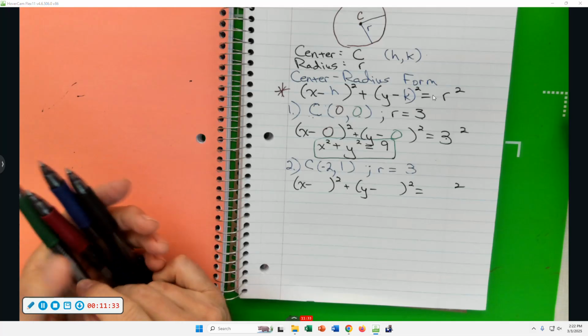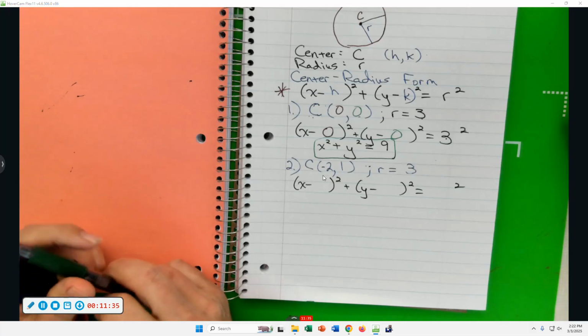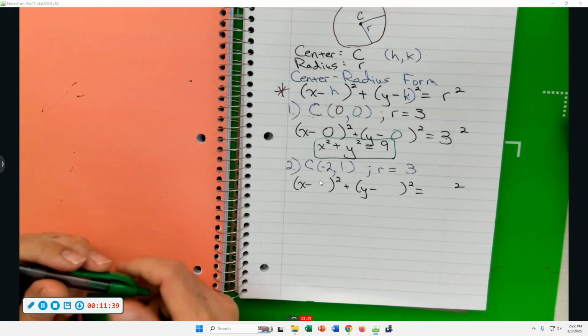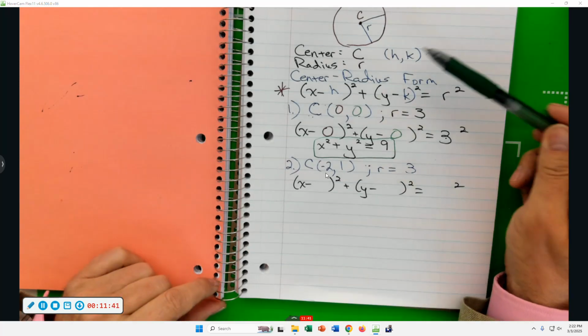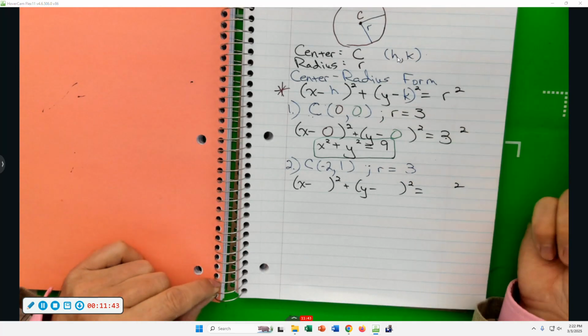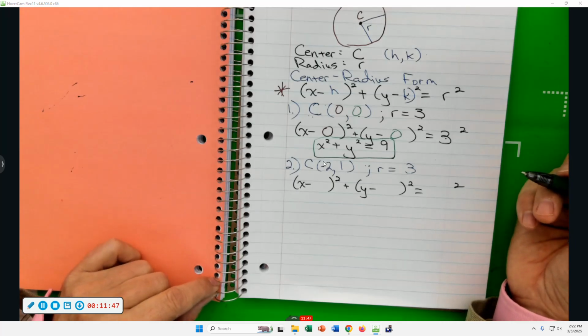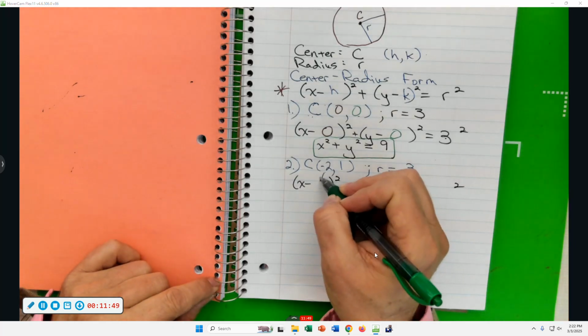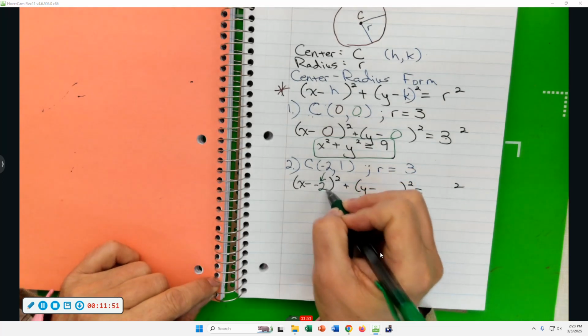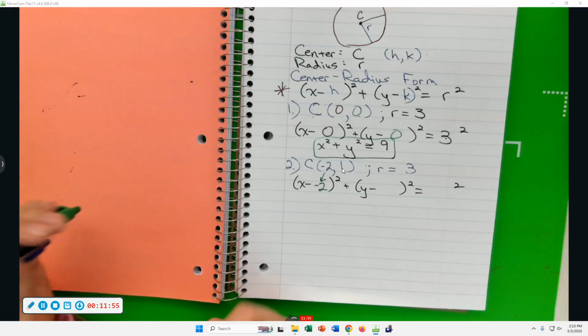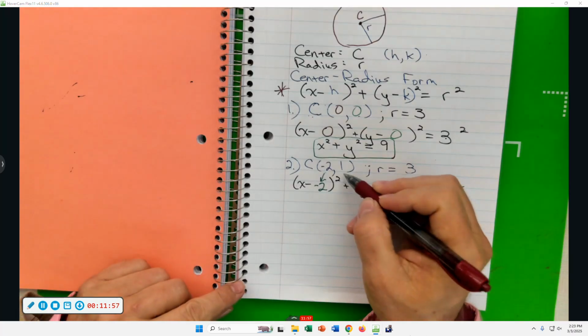Which number is acting like h? Which one goes here? Remember, h is the x-coordinate of the center. So which number is h? -2, I agree. So be careful, you have those double negatives now. What number is acting as k? 1, I agree.